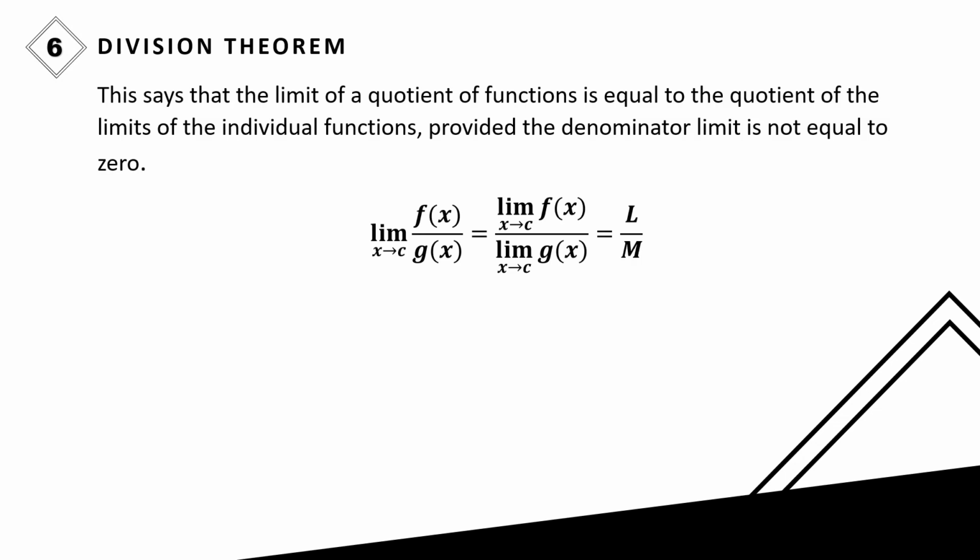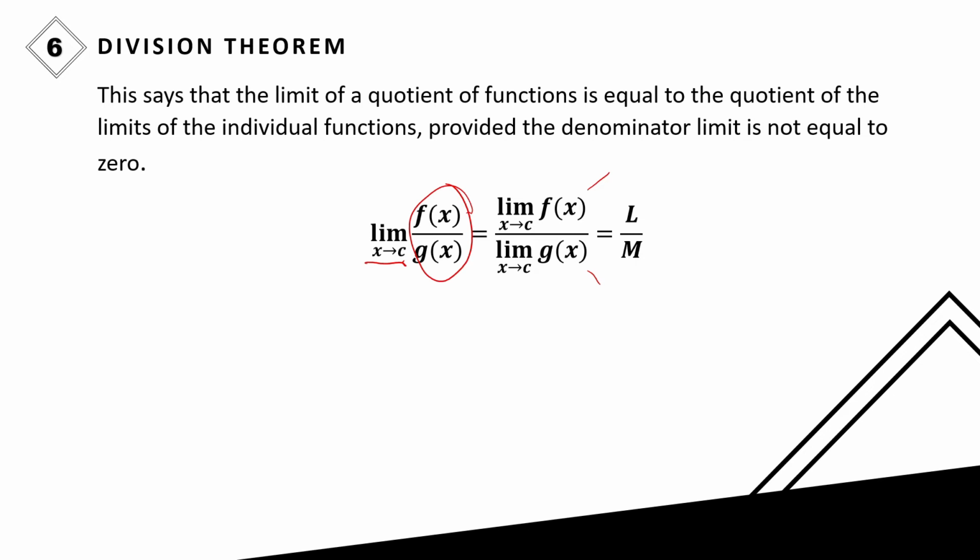Next, we have here division theorem. So, here in division theorem, this says that the limits of the quotient of a function is equal to the quotient of the limits of individual functions. So the limits of the quotient of your function is equal to the quotient of the limits of individual function. And that is L all over M, based on our representation kanina.